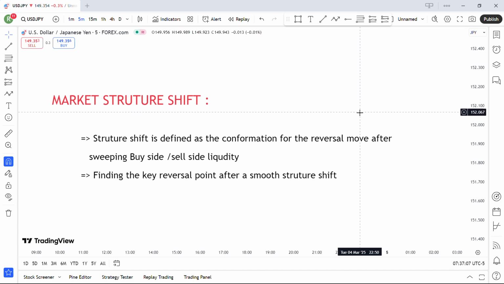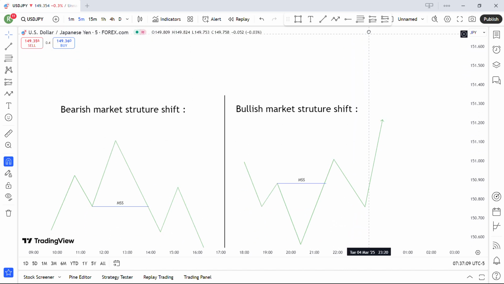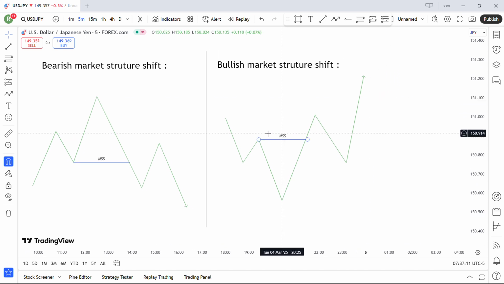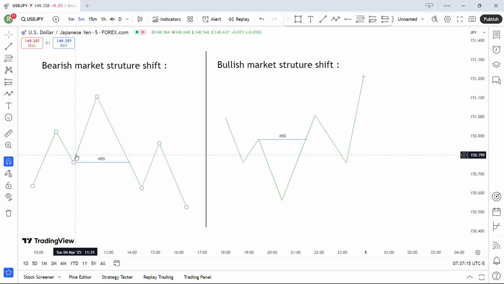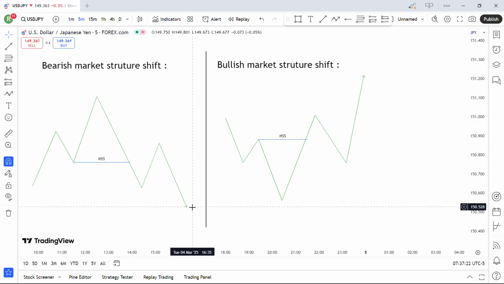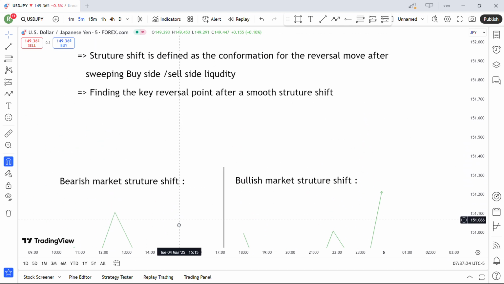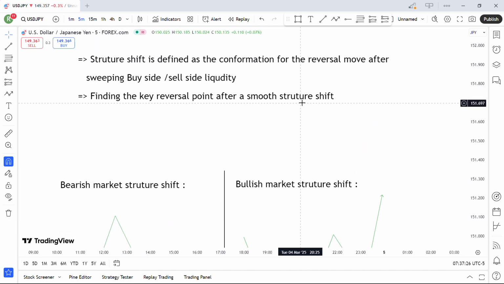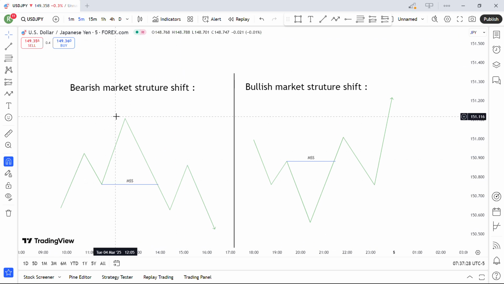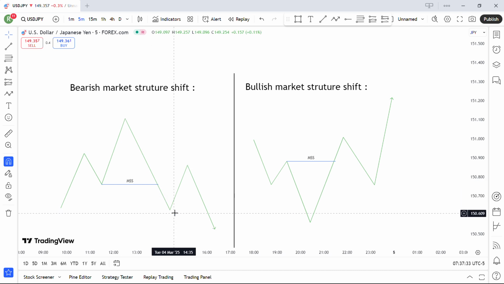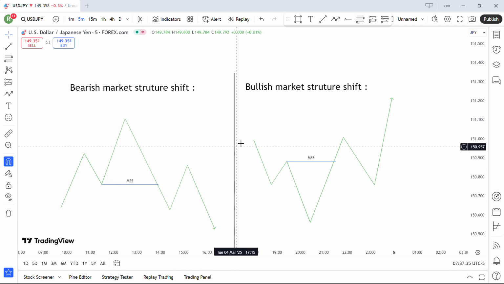Okay, now we are going to enter into the explanation. When the market is in an uptrend and the market breaks the low, the market breaking this low is considered a market structure shift. Then the market goes down, so we find the key reversal point after the shift. After reaching this side, the market directly breaks out down. This is a bearish market structure shift. Again, now the bullish one.